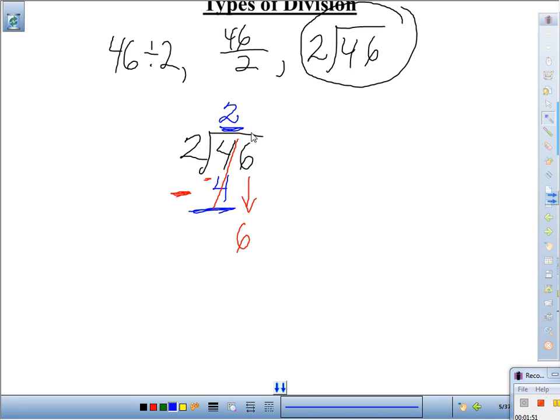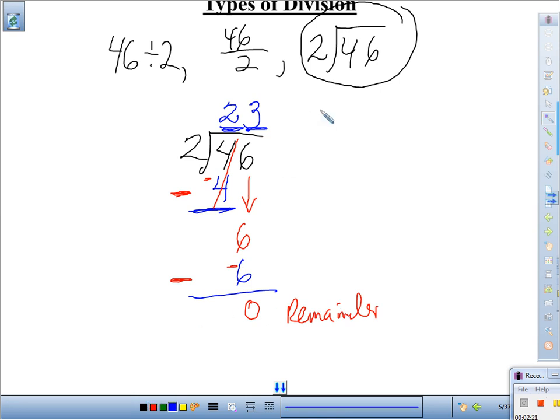Next, I ask the question again. What number times 2 gives me 6? 3. 3 times 2 is 6. Notice that it's a positive 6, right? But what is the process? We need to subtract, which makes this a negative. So what is 6 minus 6? 0. The 0 is what we know as remainder. You guys remember that? Okay.